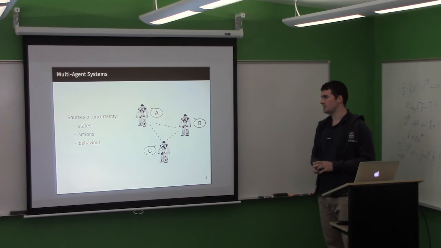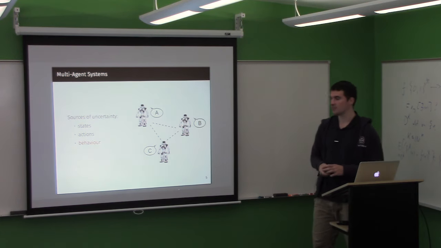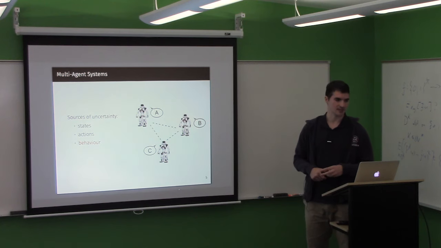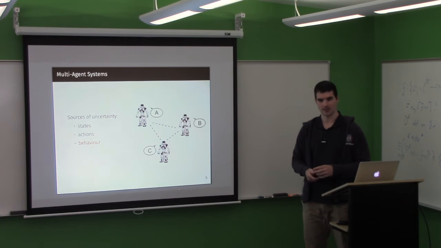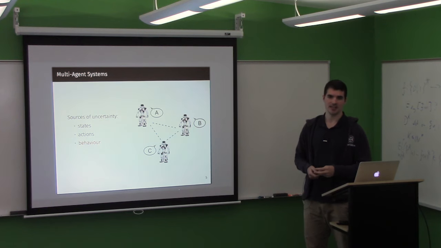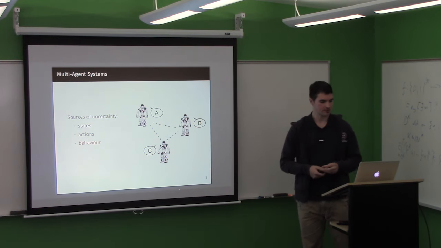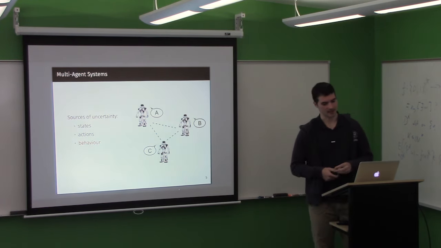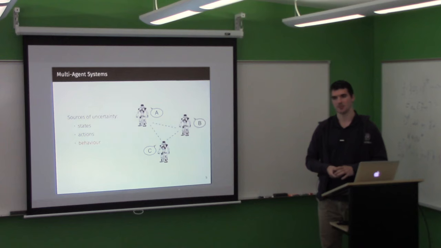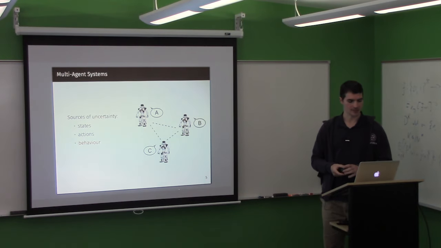Agents often have to deal with a variety of uncertainties. They may be uncertain about the state of the environment, and they may also be uncertain about the actions that other agents took in the past. And importantly, they may be uncertain about the behavior of other agents. And by behavior, I mean the way in which an agent chooses actions based on the available information. Now, all of these are important issues, and there has been a lot of research, but in this talk, I will be focusing on uncertainty about behaviors.